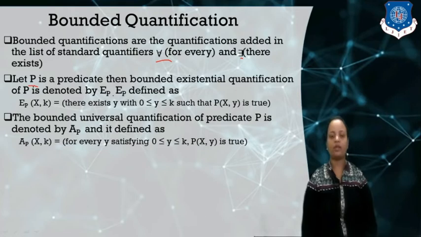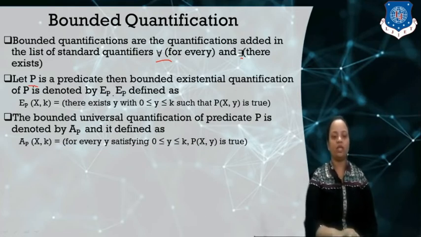existential quantification of P is denoted by EP this way, and is defined as EP(x, k), where there exists y with 0 ≤ y ≤ k such that P(x, y) is true.